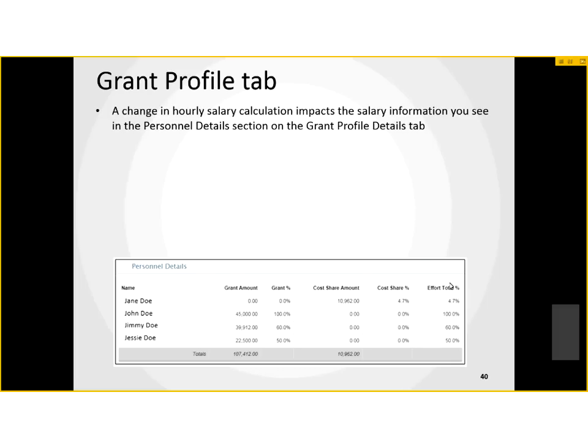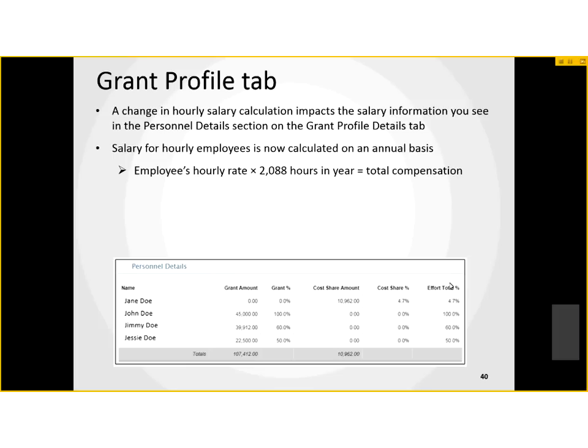There's been a change in the hourly salary calculation, so I want to make sure you understand how that's working. Salary for hourly employees is now calculated on an annual basis. They've taken the employee's hourly rate, $15.68, and multiplied that by 2,088, the number of hours in the fiscal year. That amount equals their total compensation.